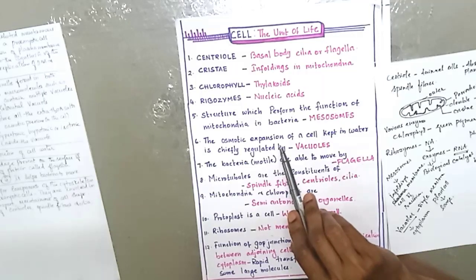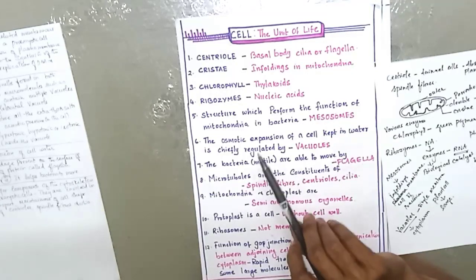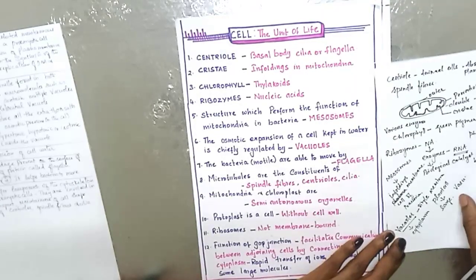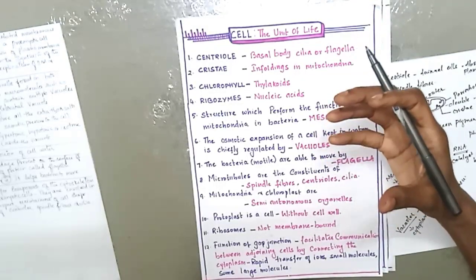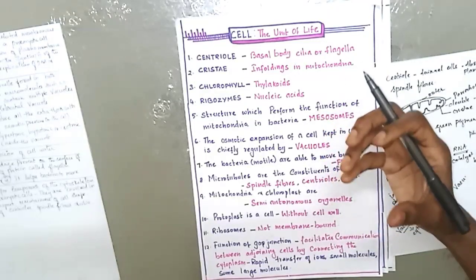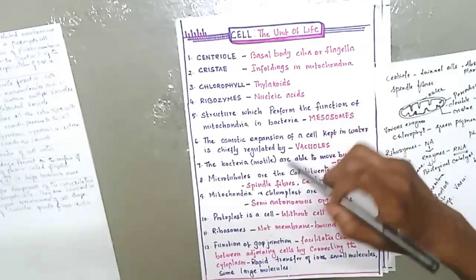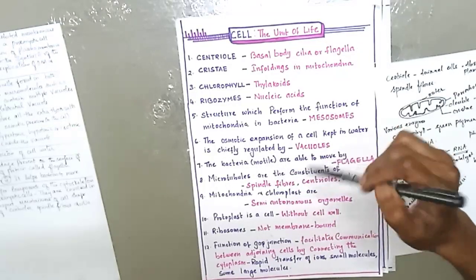These vacuoles store water and macromolecules such as ions, sugars, proteins. All these things are present inside the vacuole. So these vacuoles store the excess water and salt and other ionic substances inside, which is responsible for creating the osmotic pressure inside the cell. So osmotic expansion of a cell kept in water is chiefly regulated by vacuoles.